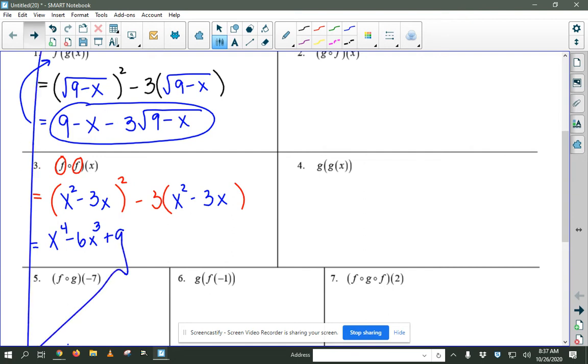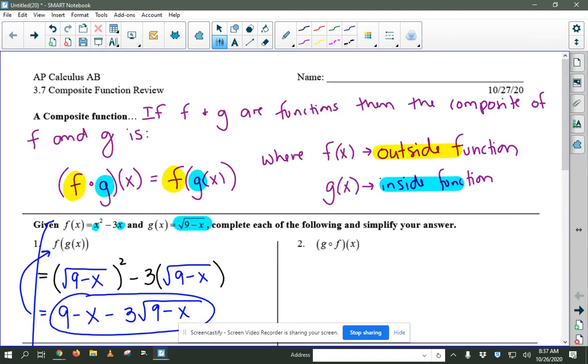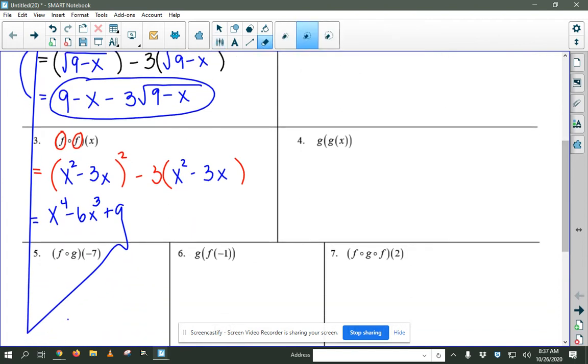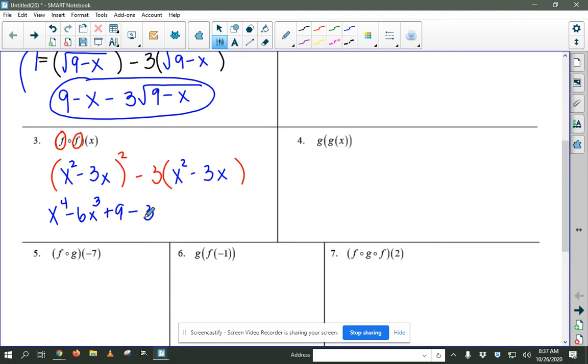And then if I were to distribute that negative 3, I'd get negative 3x squared and then a plus 9x. Sorry, this should have a squared with it. So if I finalize this, I get x to the 4th minus 6x cubed plus 6x squared plus 9x. And all of this is equal to f of f of x.